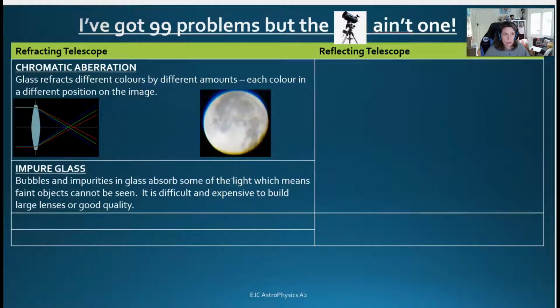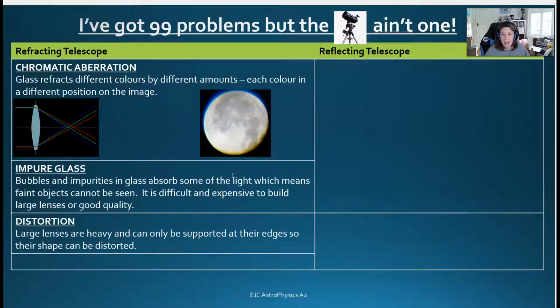So the bigger your lens, the more impurities. Bubbles and impurities in glass absorb some of the light, which means that faint objects cannot be seen. So it's difficult and expensive to build large lenses of good quality, like really expensive to build big lenses. Okay.